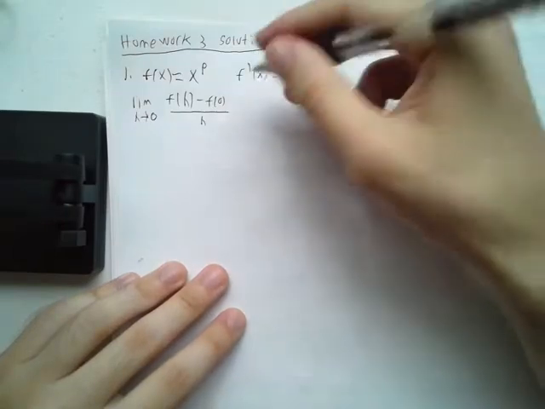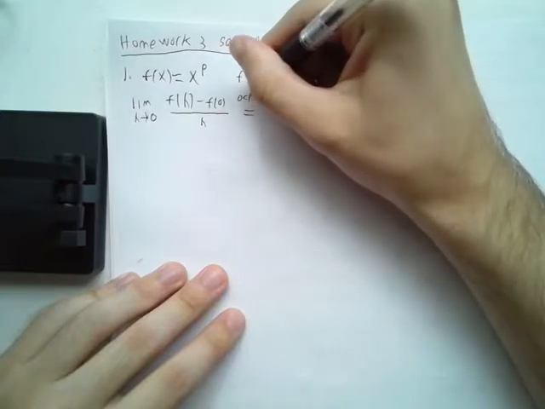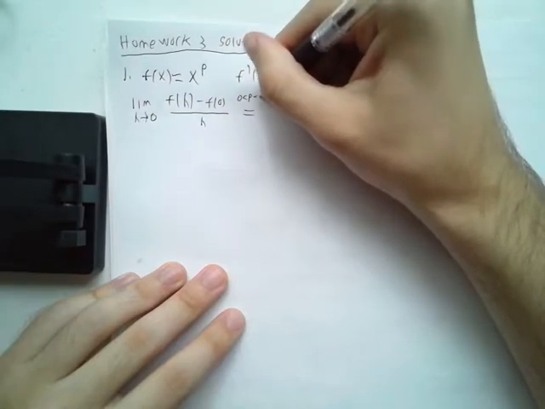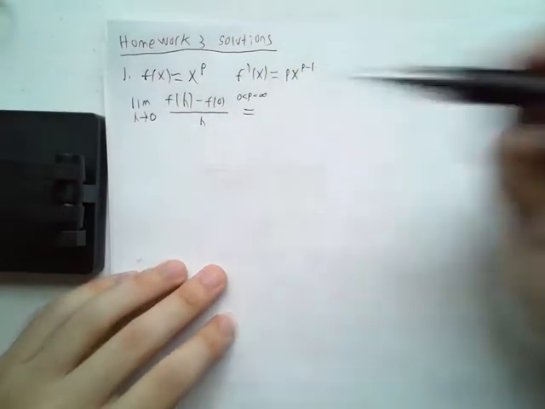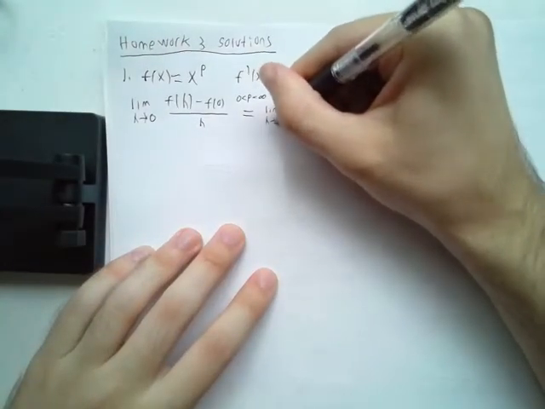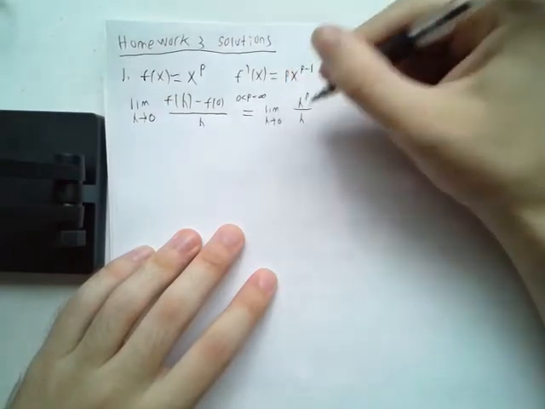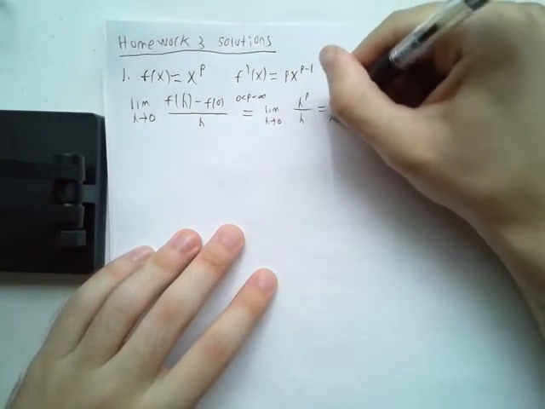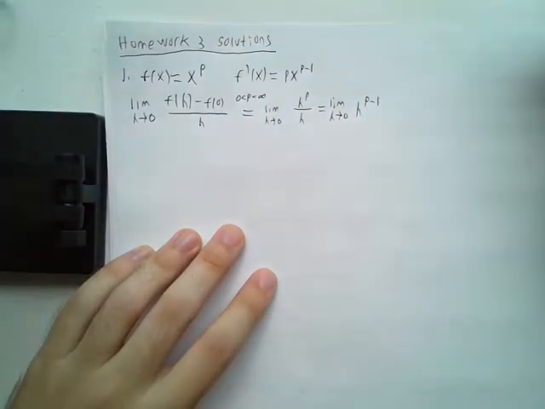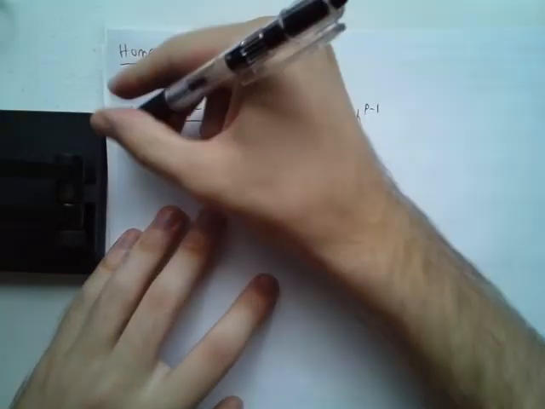So this is equal to, if 0 is less than p, well, right now we don't have to say anything other than that p has to be positive. Then f of 0 is equal to 0. So we get h to the p over h, which is the limit as h goes to 0 of h to the power p minus 1. So let's think about what happens here.